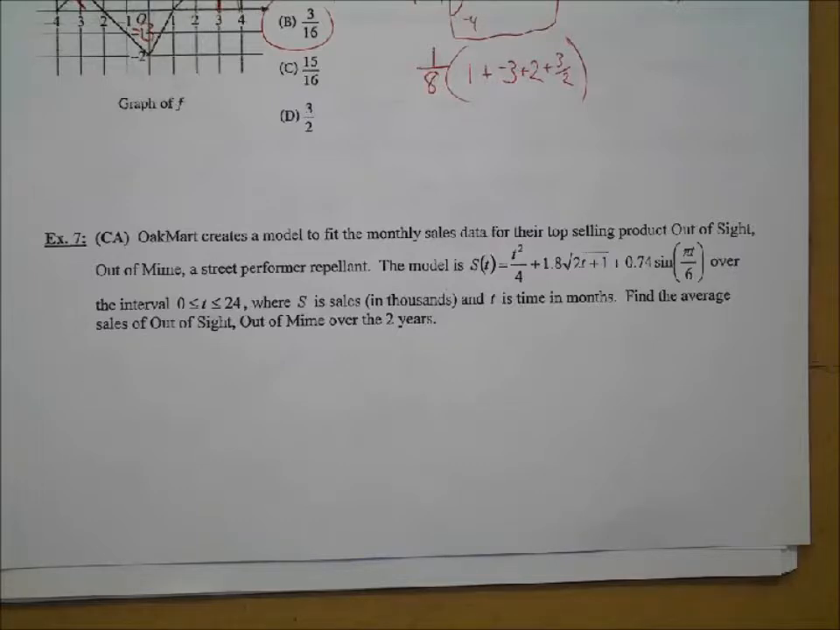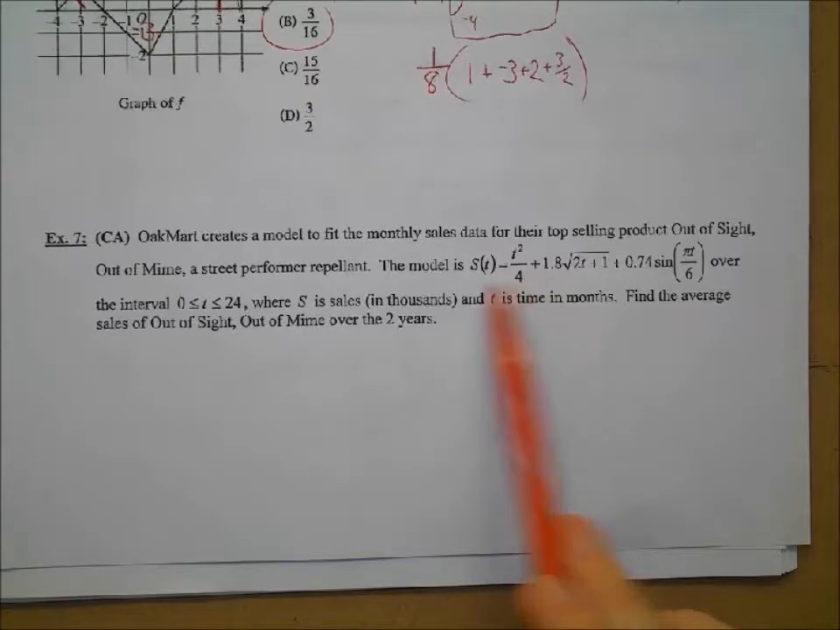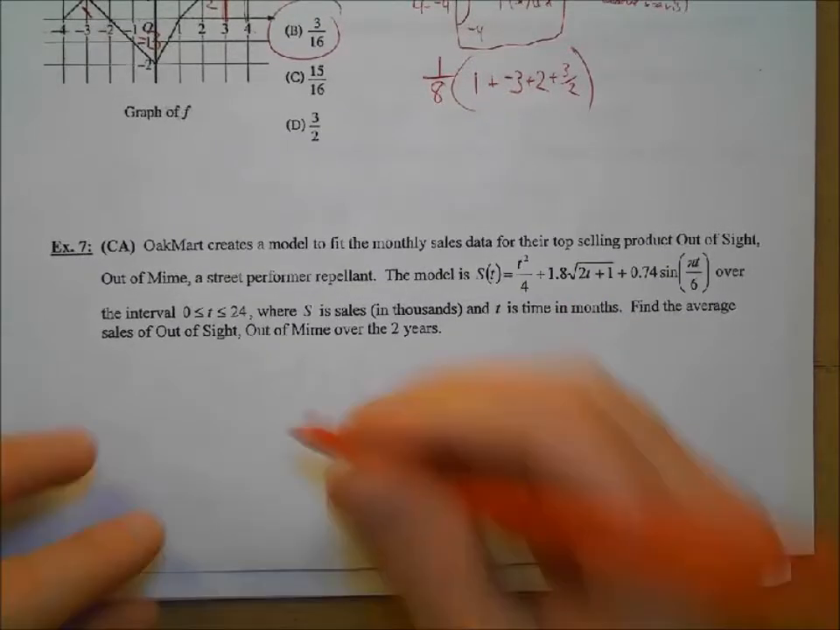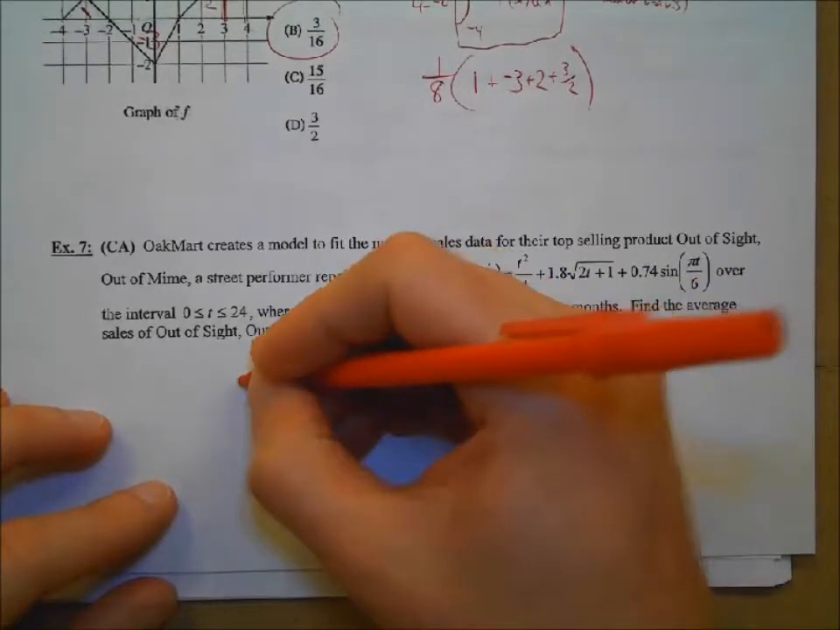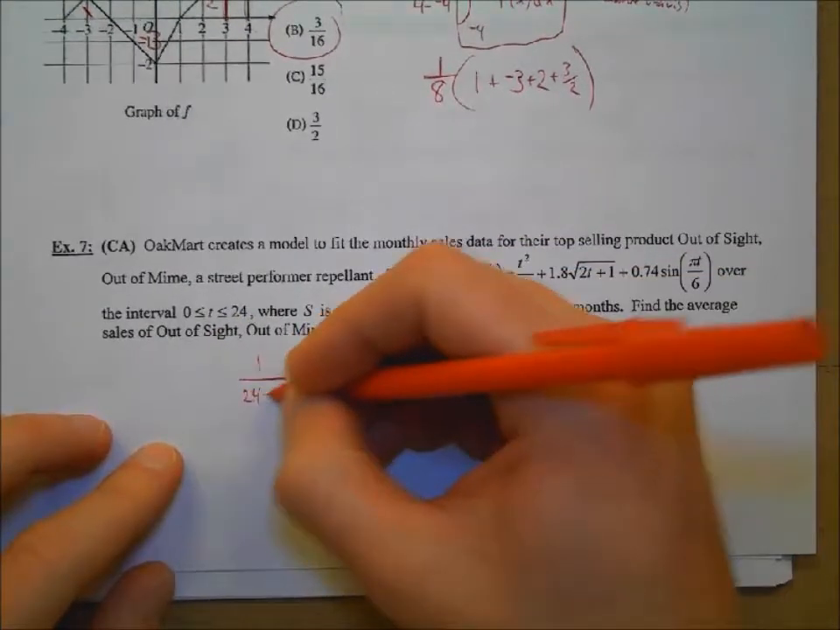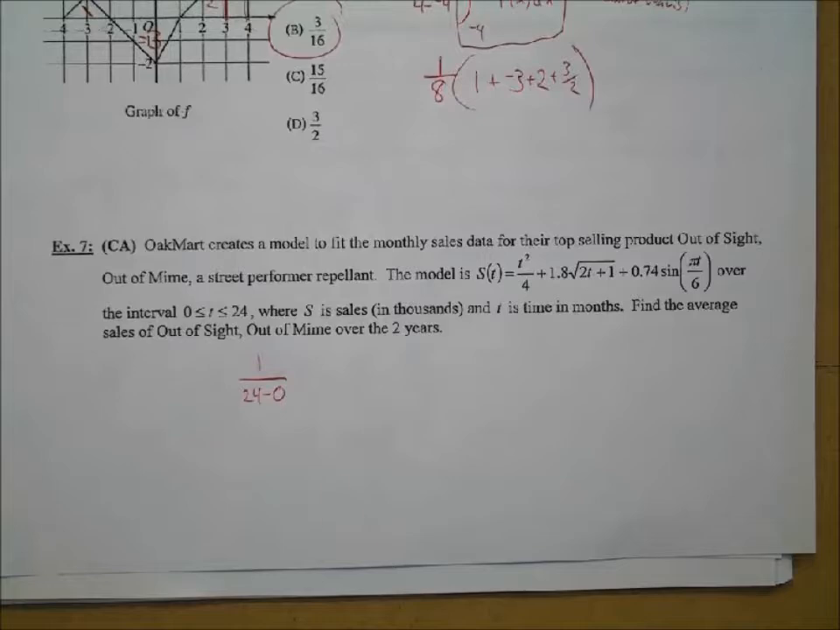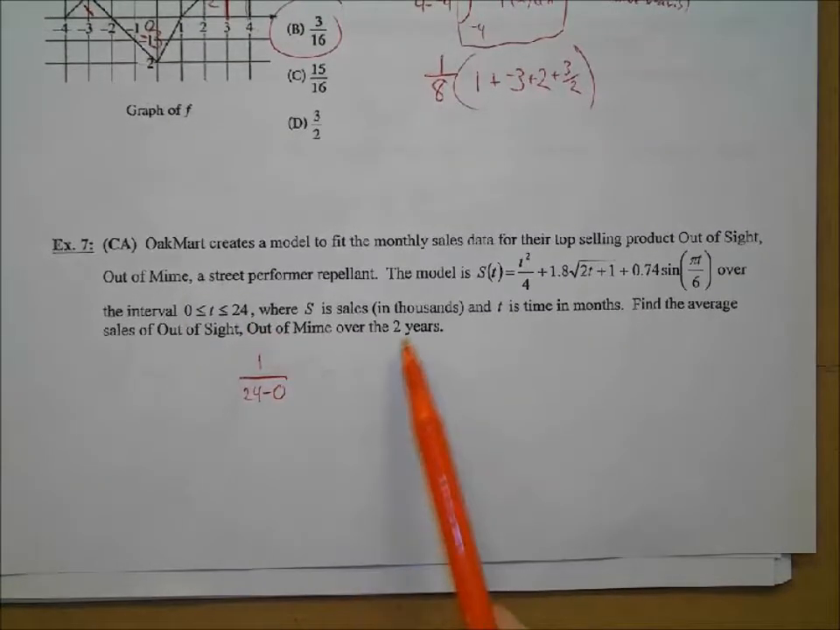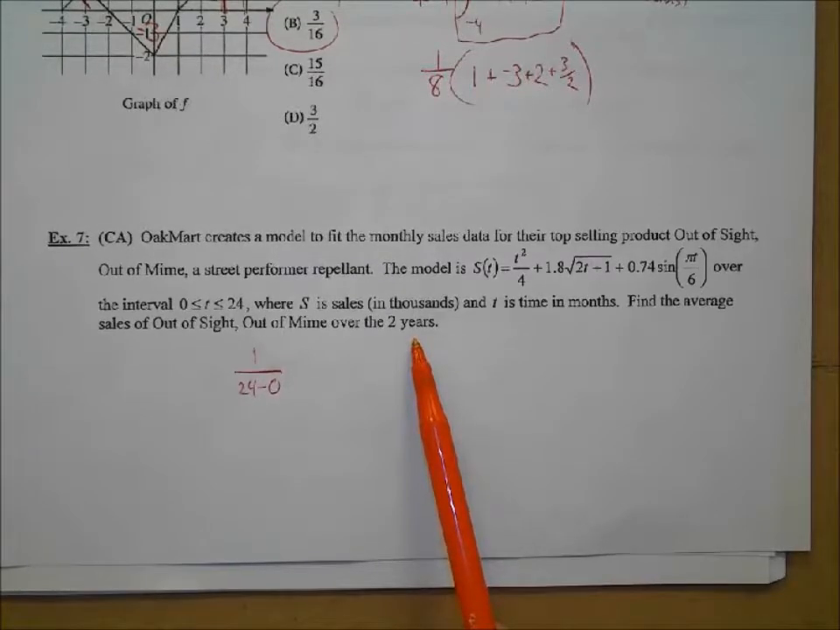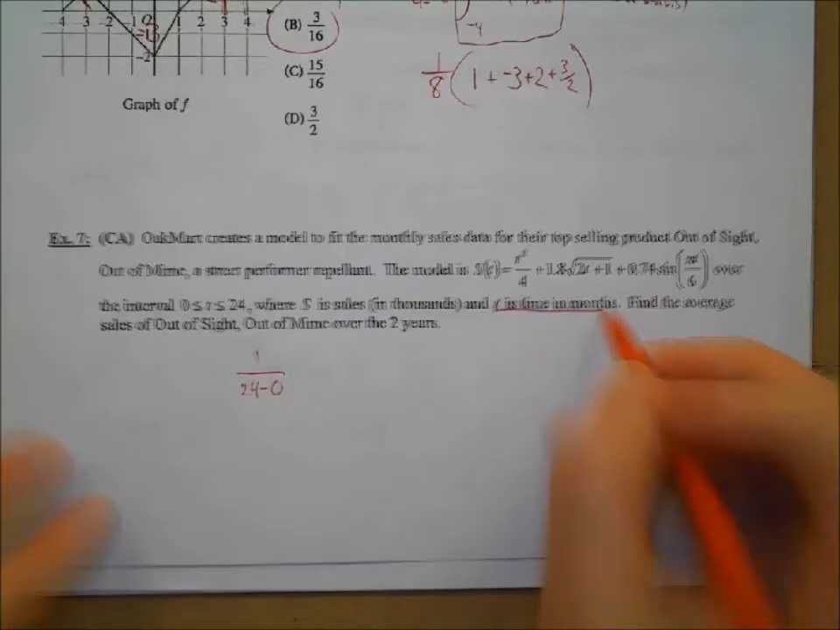So, are we supposed to use the average rate of change formula here or the average value formula here? We're given the sales, and we want to find the average sales. So it's average value. It's going to be 1 over 24 minus 0. Now, why are we going from 0 to 24 if it's asking for the average sales over 2 years? Because, right, t time is in months. Okay, so we're going from 0 to 24 here.